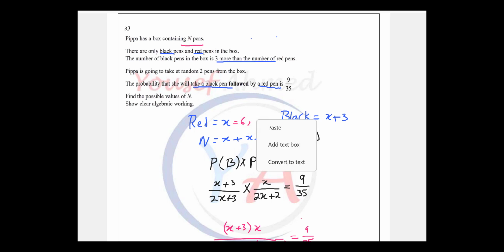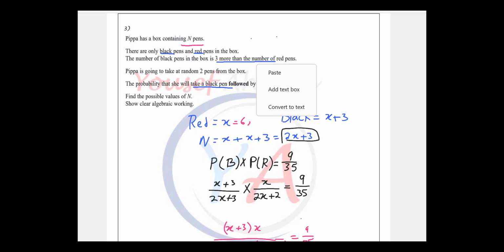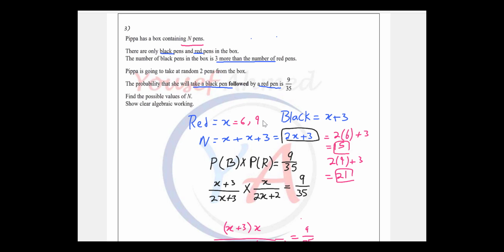6 and 9. What's required in the question is we need to find the value of n and not the value of x. So with 6 and 9, we need to find the possible values for n. n is 2x plus 3, so n may be 2 by 6 plus 3, which is 15, or it can be the other value. If you replace x by 9, it will be 2 by 9 plus 3, which is 21. So n has two values, 21 or 15. Both are correct, because it was mentioned we need to get two values for n, so n equals 15 or 21. This one is the answer.